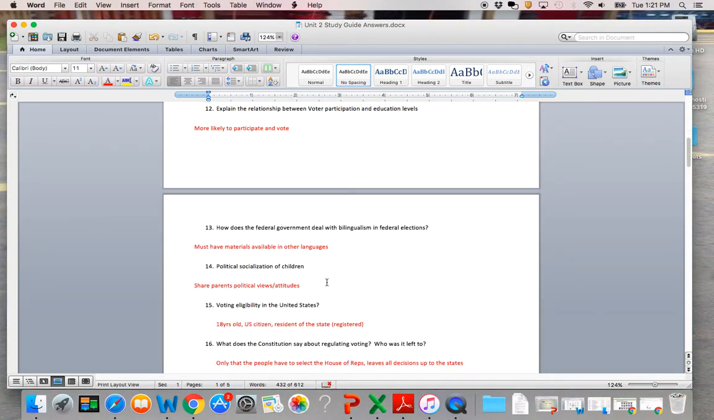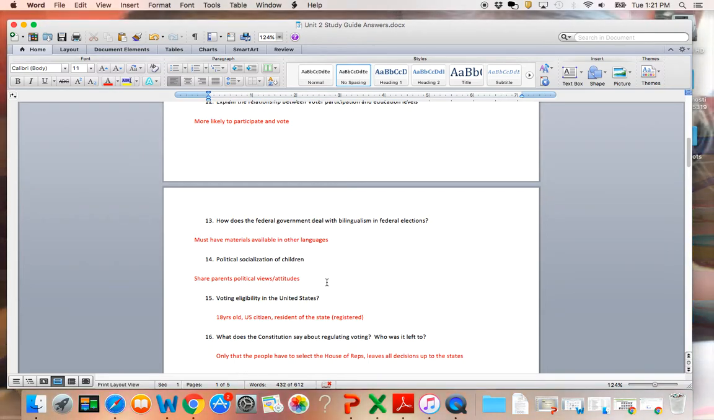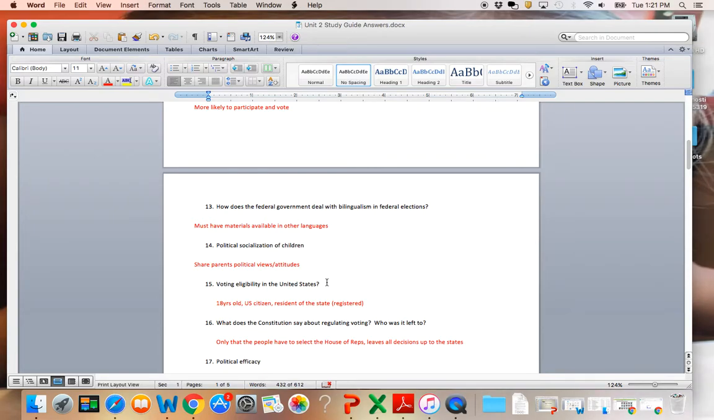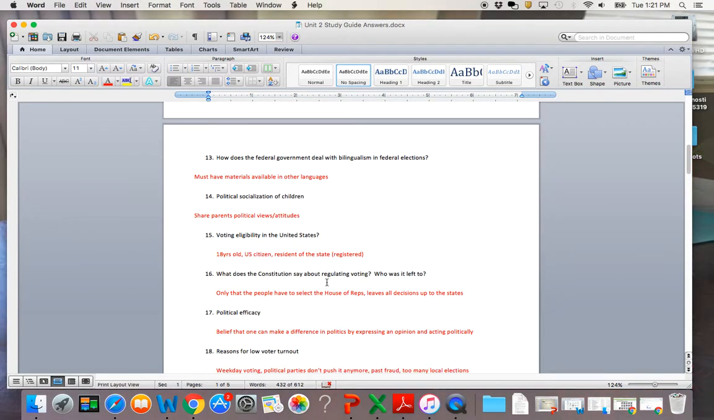How does the federal government deal with bilingualism in areas where a second language is often used? Then, in a federal election, they must have materials available in those languages. Children adopt their parents' point of view or political attitudes for the most part.